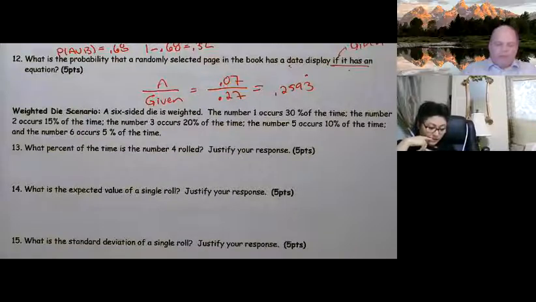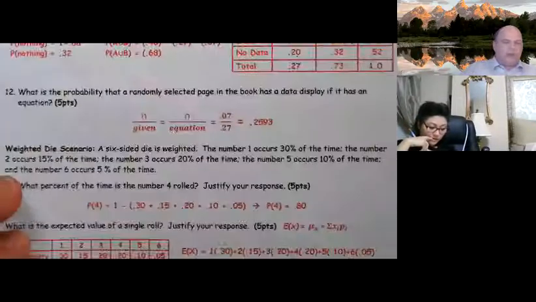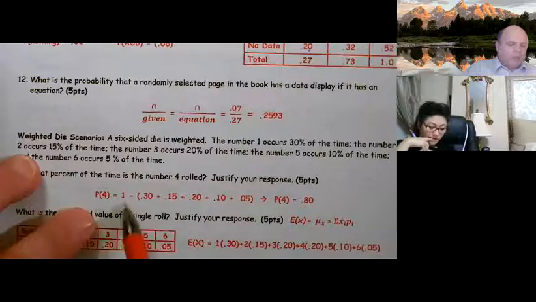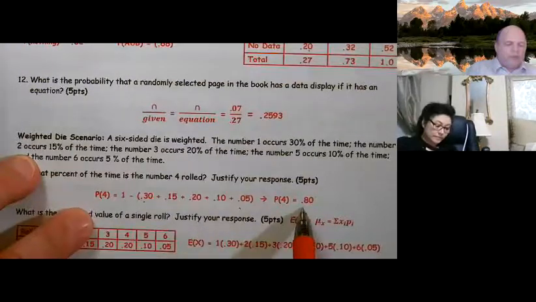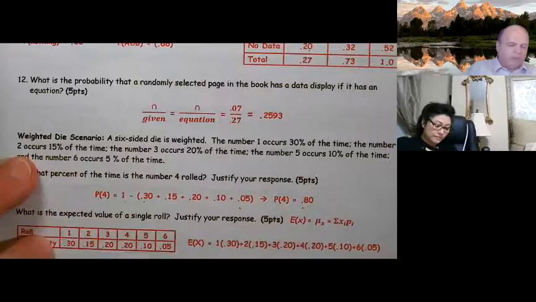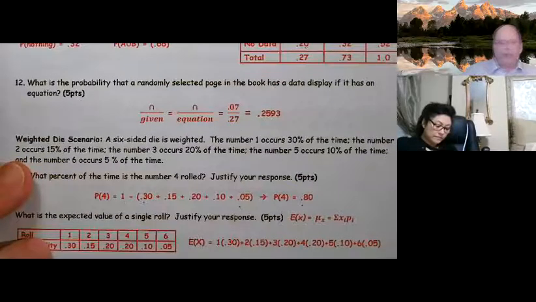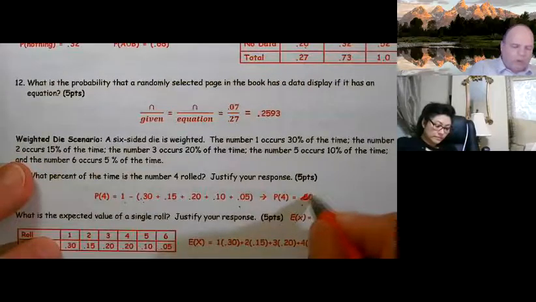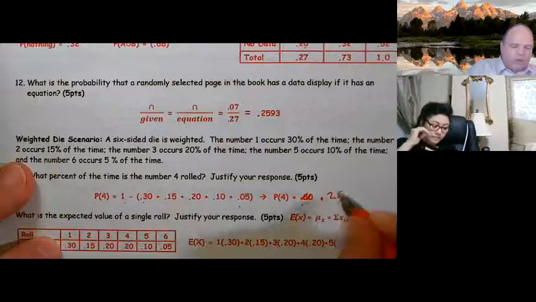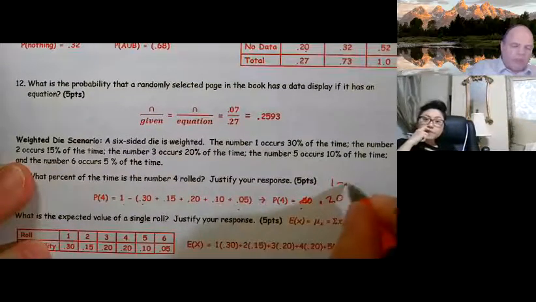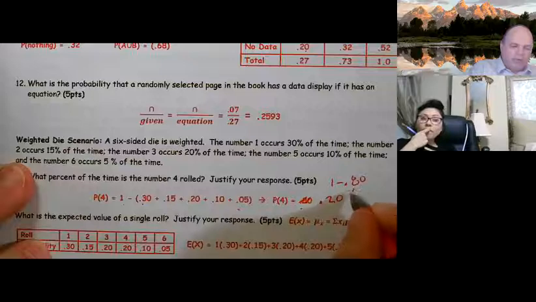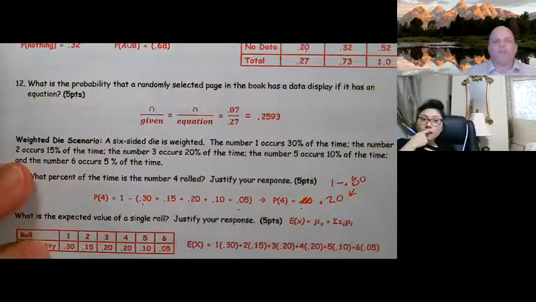Well, in this case, I'm just going to put this up here to speed things up a bit: 1 minus the sum of all the probabilities. When I do that, I get 0.8, and so my answer on this one, the probability of 4, is 0.20, or 20%. It should have been 1 minus 0.80 equals 0.20.